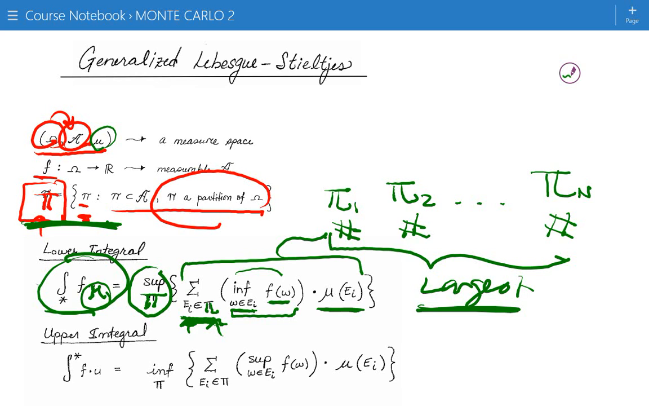Now remember, they're not partitions of the sigma algebra. The sigma algebra are sets that are defined in terms of the outcome space, omega. So they're partitions of omega that are in the sigma algebra.